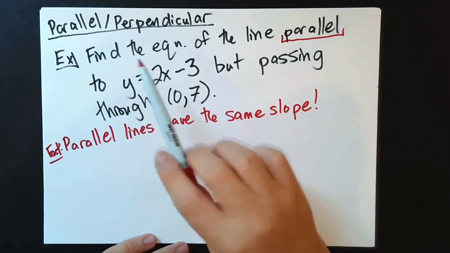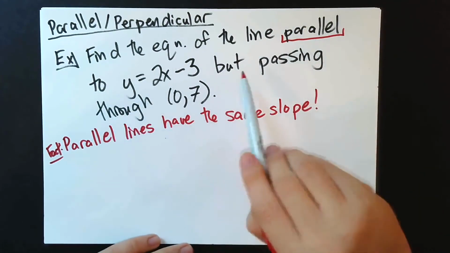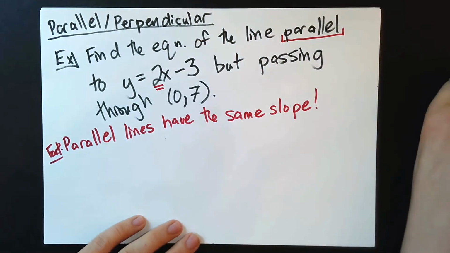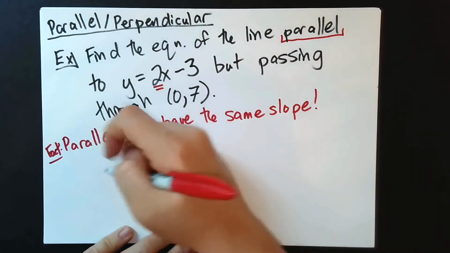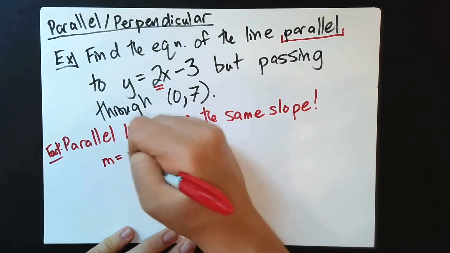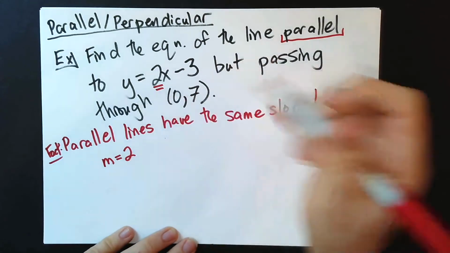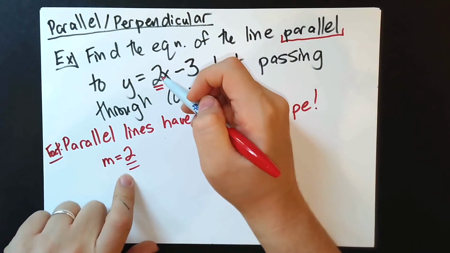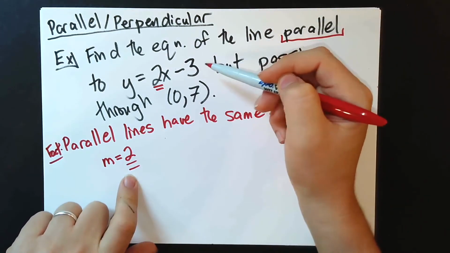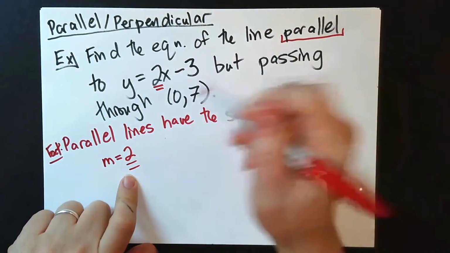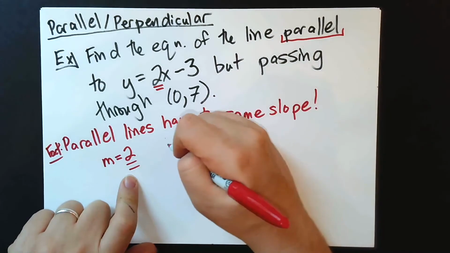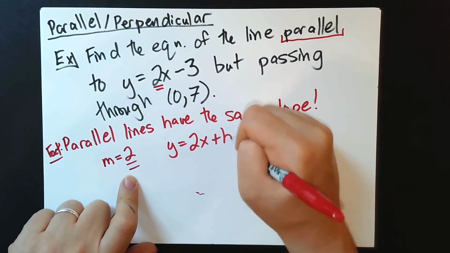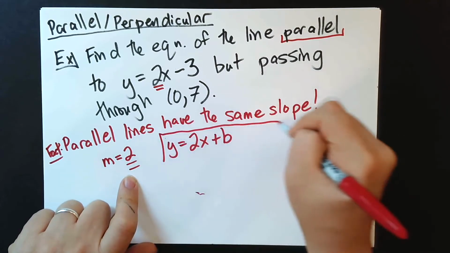And so when we say, hey, find the equation of the line parallel to this, but passing through this, then I can read off immediately, the slope of this line is 2, so the slope of the line I'm looking for is 2. Again, I just read off the 2. The lines are parallel, the line I started with and the line I'm looking for, so they have the same slope, namely 2. So that means that my equation is going to look like y equals 2x plus b, and I just need to figure out what this b is.